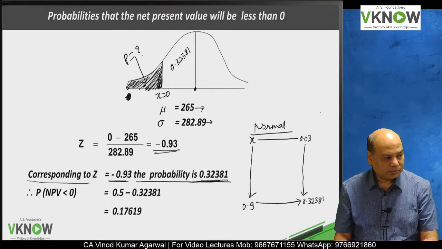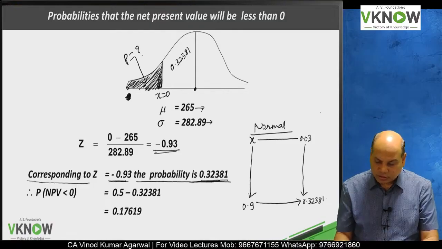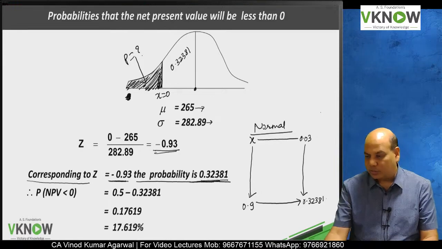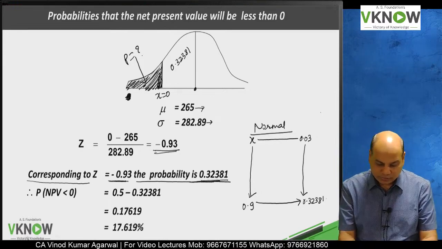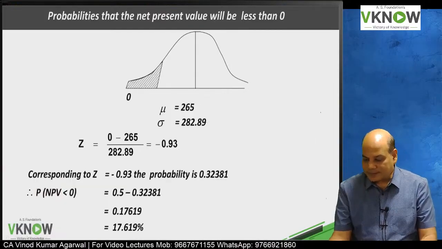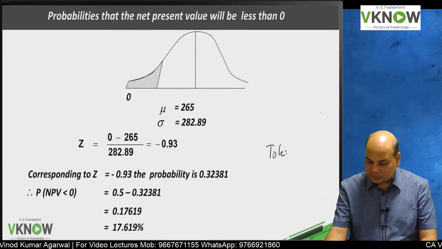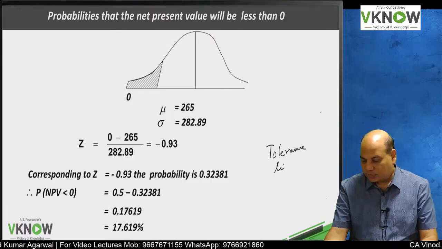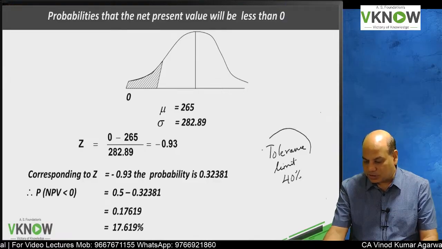0.17619. This is my answer, which is equal to 17.619%. Now tell me, what is my tolerance limit for NPV negative? For negative NPV, my tolerance limit is 40%.